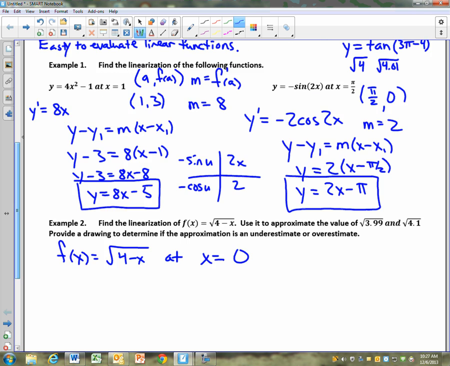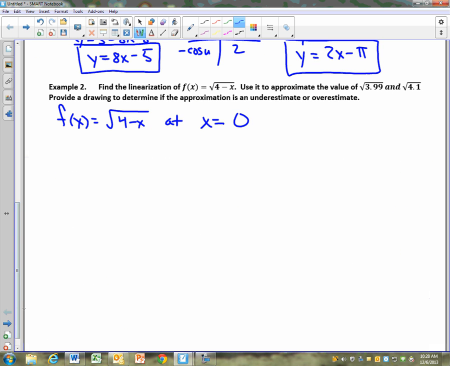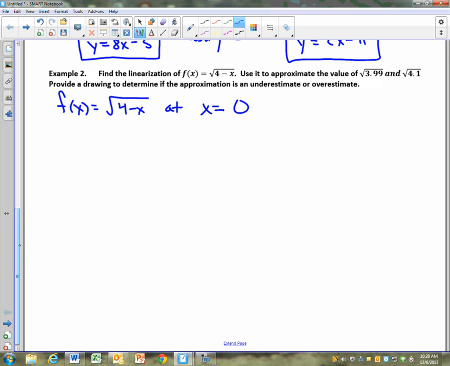So again, we got this drawing. We want to get really close to that spot we want to evaluate. So let's find the linearization at 0. All right. So the first thing I need to do is find a point on my line, right? The point on my line is going to be 0, 2.